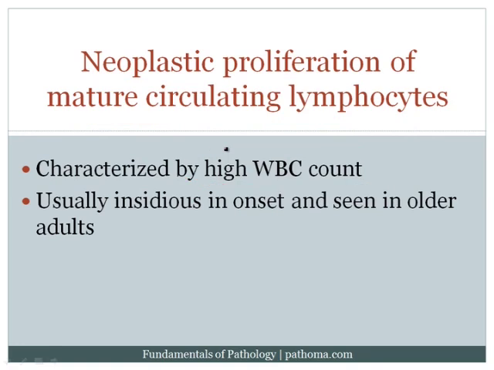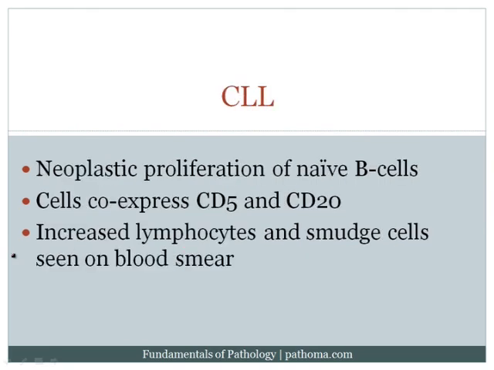Now, classically, this disease is insidious in onset. The patients present very slowly and they're often asymptomatic, and they can live a very long time with this disease. Again, it's classically seen in older adults. The prototypic chronic leukemia is chronic lymphocytic leukemia, or CLL.